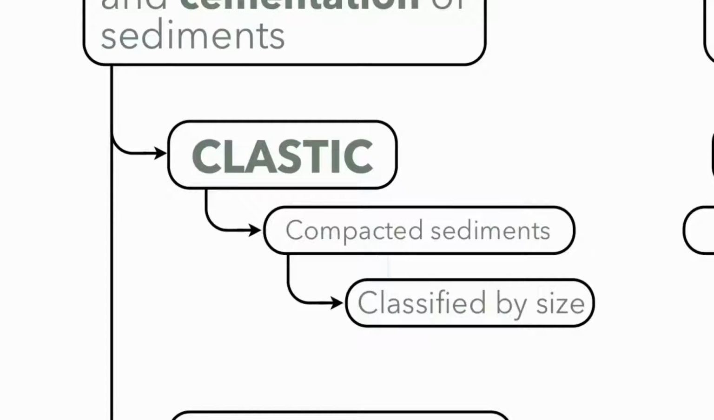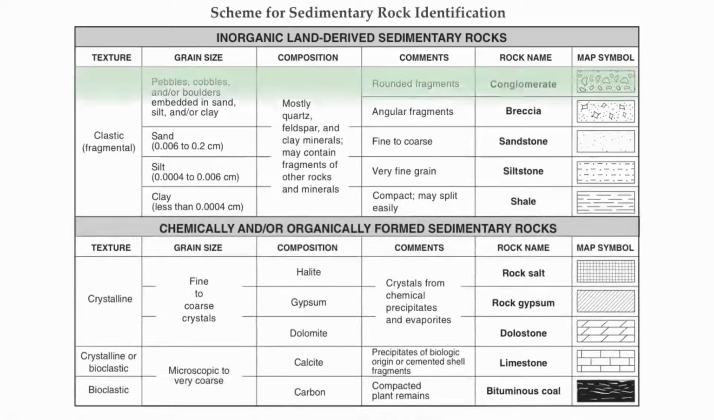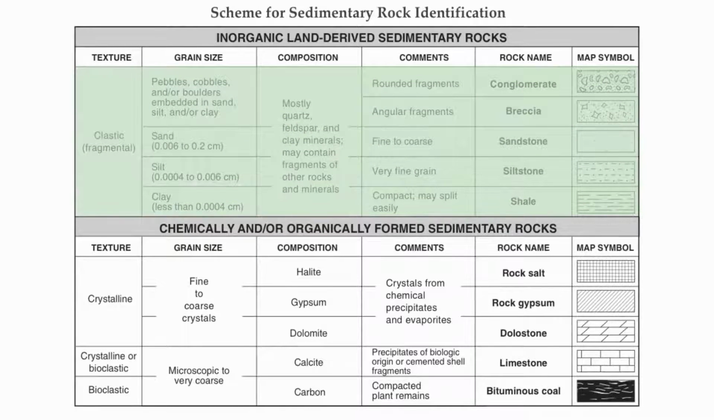Let's take a look at the Sedimentary Rocks reference table. Now, the clastic rocks are the ones that are on the top half. They are also referred to as the inorganic, because they don't involve any living materials, and land-derived, meaning they come from the land. They come from the rock that makes up the land. Now, if you'll notice under grain size, you can see the different size sediments that make up each of the rocks.